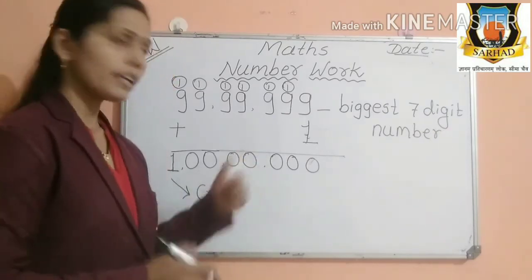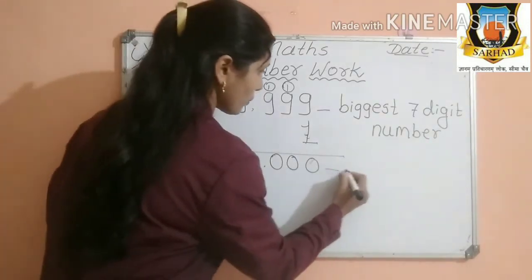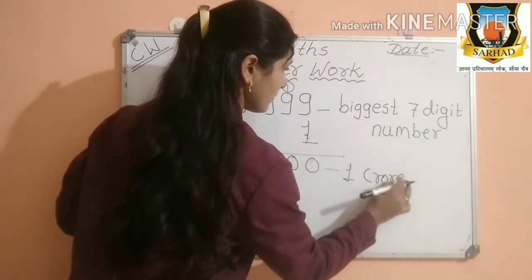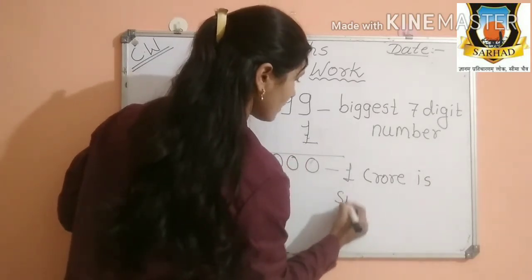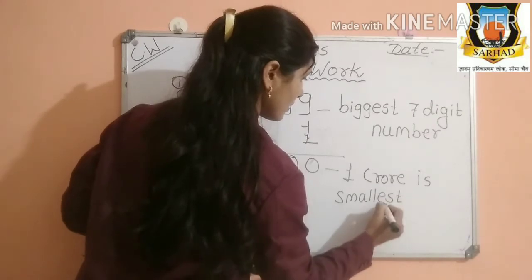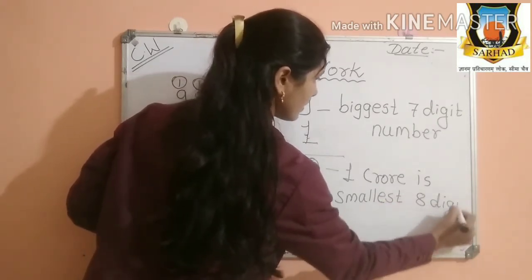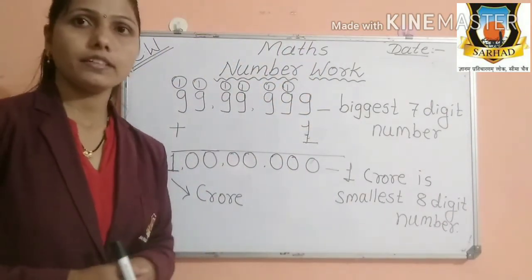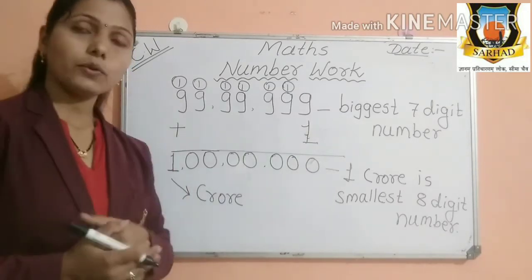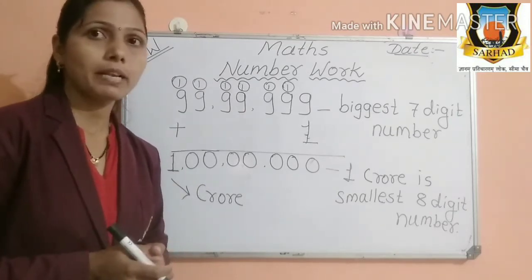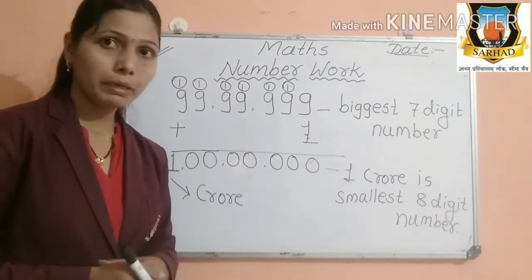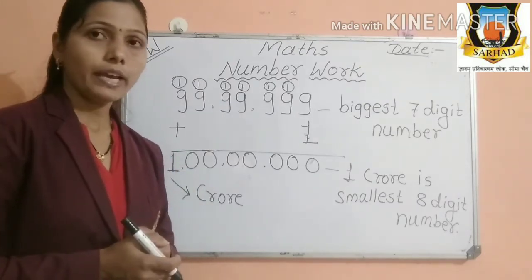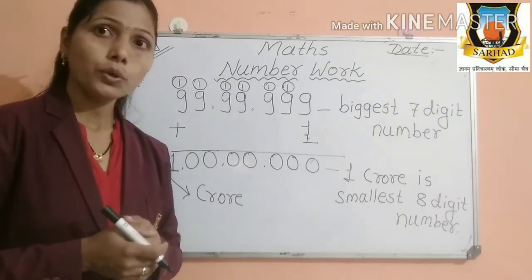Okay, now students, here is only the introduction of this crore. And this one crore is the smallest eight digit number. Here, 1 crore is the smallest 8-digit number. Here we only have to introduce this crore family. In the crore family, there are 2 family members, that is crore and 10 crore. Okay students, up to this is the end of this lesson. Whatever examples, whatever study I told you, do it on time.